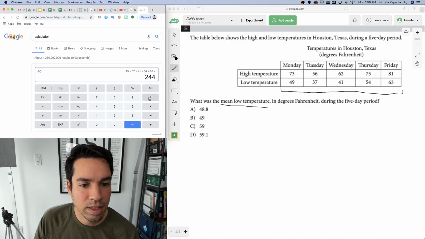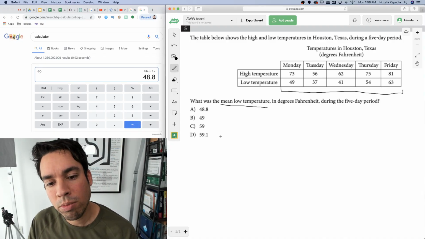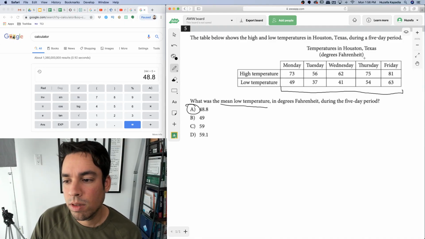And we divide by the number that there are, which is 5, and it's 48.8. Boom, done.